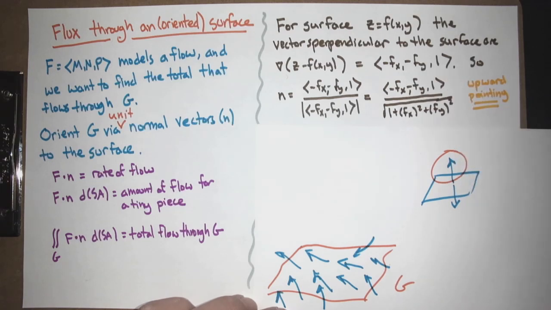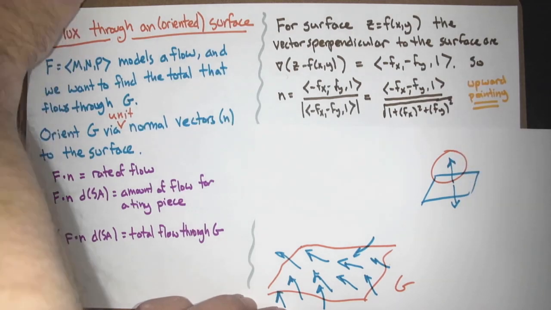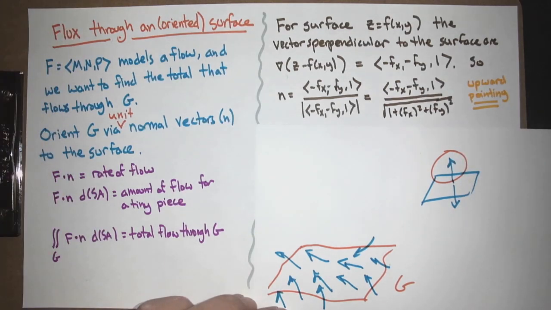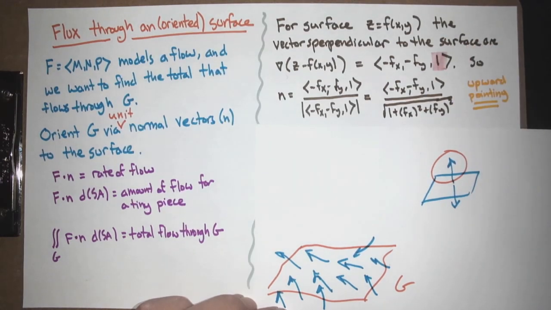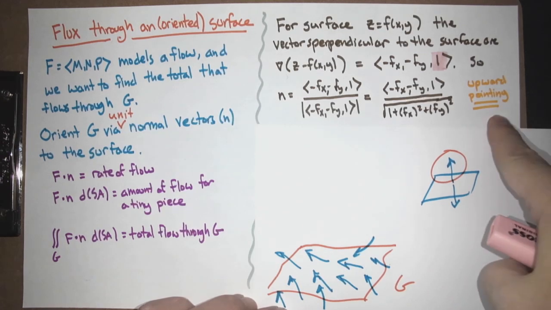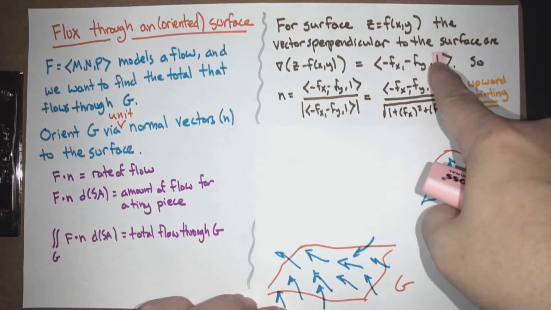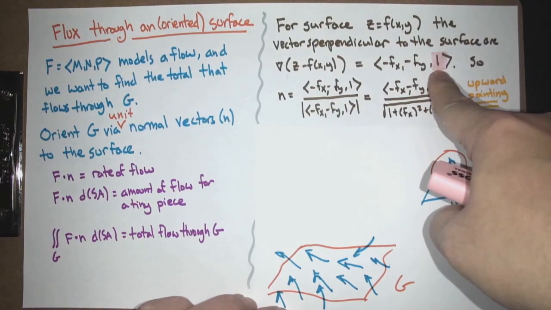Now, you'll notice here, I'm going to draw attention to this 1. What does that tell us about our vectors? If we see the z-coordinate is 1, they always point in the z direction, we always move up. So you'll hear a lot of problems we'll talk about upward pointing. And it means positive entry in this coordinate.